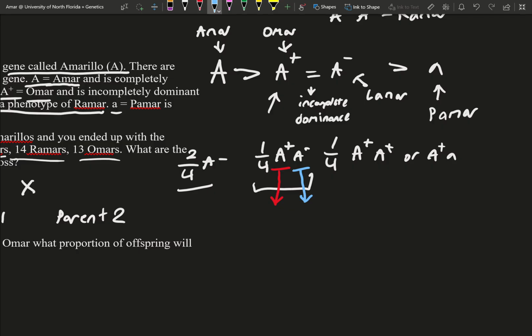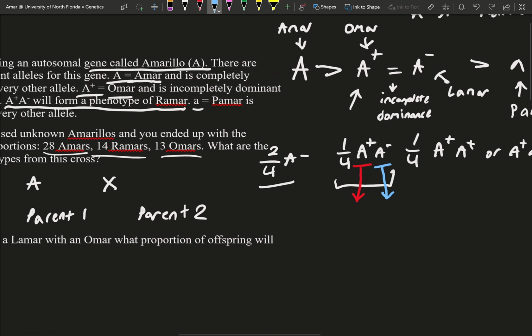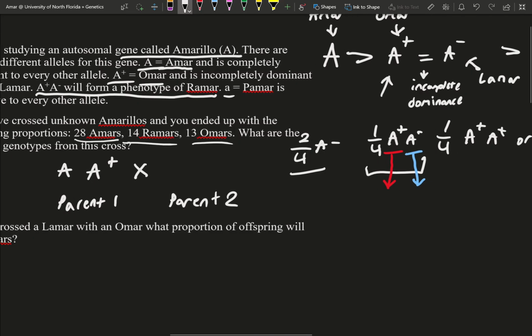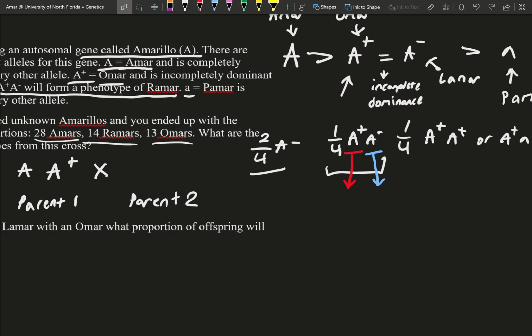So hopefully that makes sense. So we're going to say that parent number 1 over here has the big A plus allele, and parent number 2 has the big A minus allele, right? So this had to have come from mom, and this one had to have come from dad, right?